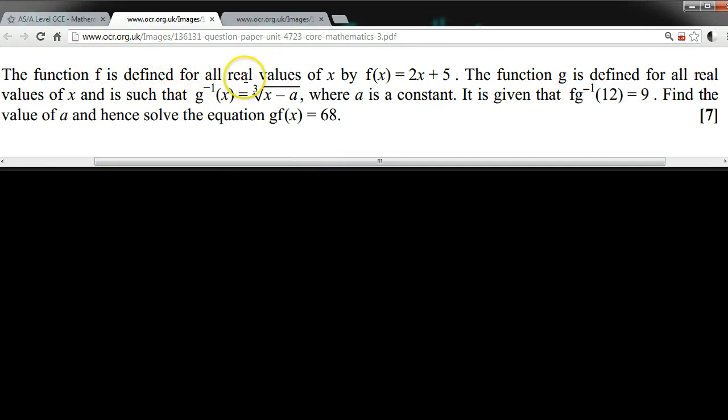The function f is defined for all real values of x by f(x) = 2x + 5. The function g is defined for all real values of x and is such that g⁻¹(x) is equal to the cube root of (x − a), where a is a constant. It is given that f(g⁻¹(12)) = 9. Find the value of a and hence solve the equation g(f(x)) = 68.